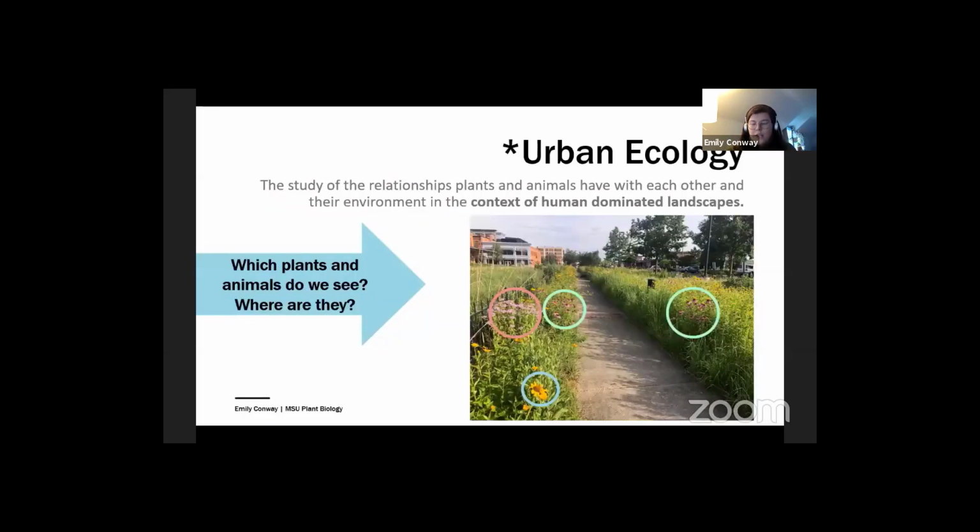So now let's add on the urban component. So it's still looking at the relationships of plants and animals that have with each other and their environment. But now we're going to add humans and all of the things that humans do into the mix, right? So we can see a lot of those same prairie and grassland species. We see the trees, but their distribution is a lot different. We see a lot fewer of them. They are clumped closer together, and we don't see them throughout the landscape as commonly as we did before.